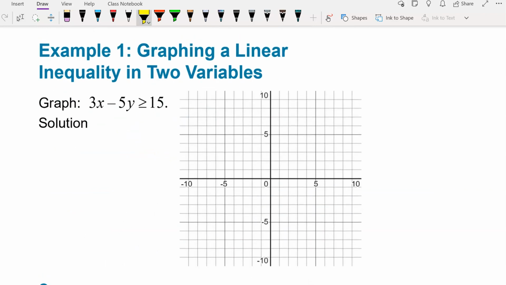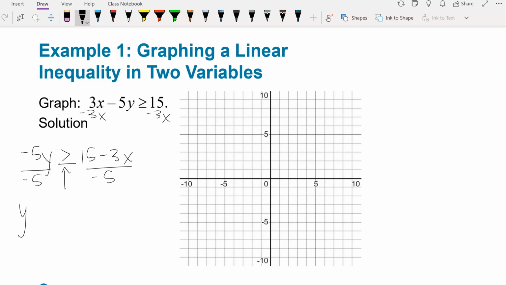All right, so it says graphing a linear inequality in two variables. What you need to do is get the y on one side. So we're going to subtract 3x. So we have negative 5y is greater than or equal to 15 minus 3x. Then we divide by negative 5, and it changes the inequality because we divided by a negative. So y is less than or equal to 15 divided by negative 5, which is negative 3. Negative 3x divided by negative 5 is going to be a positive 3/5 x.